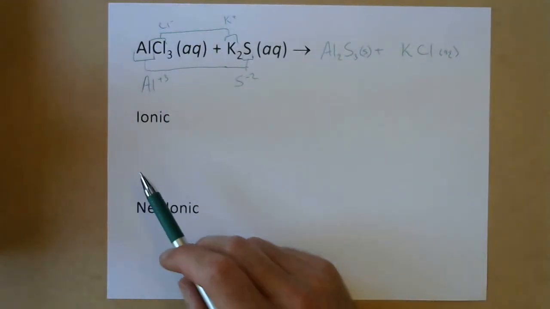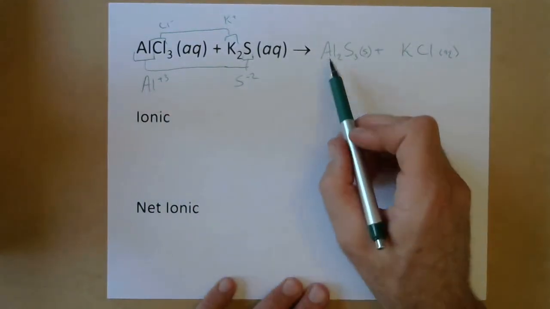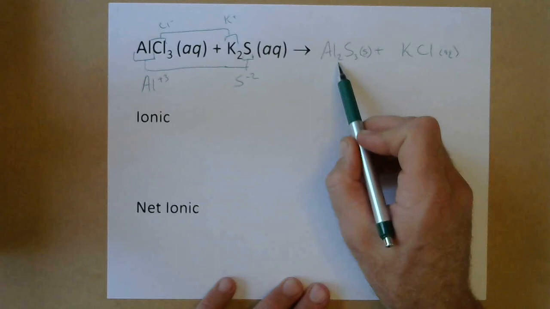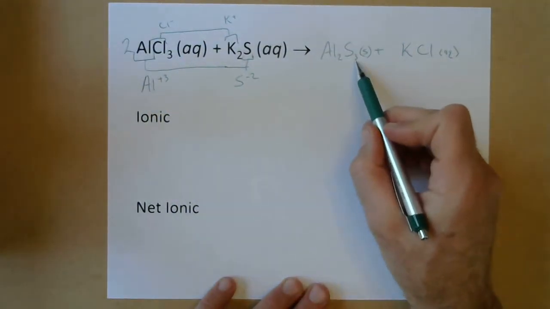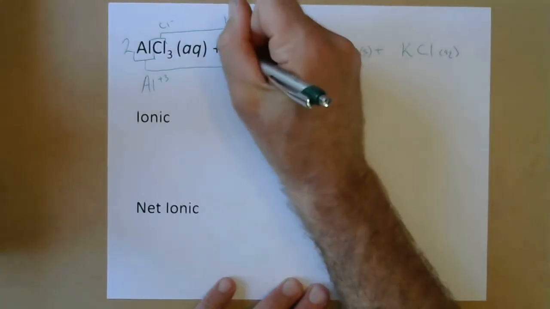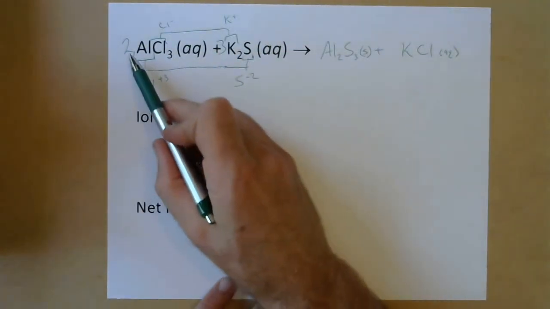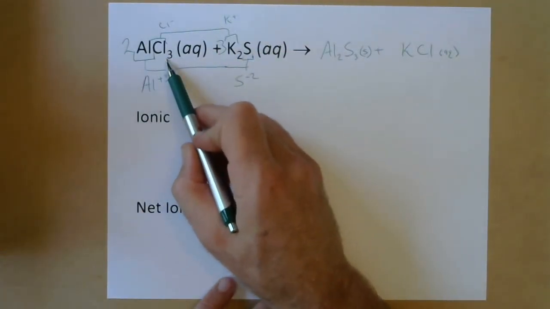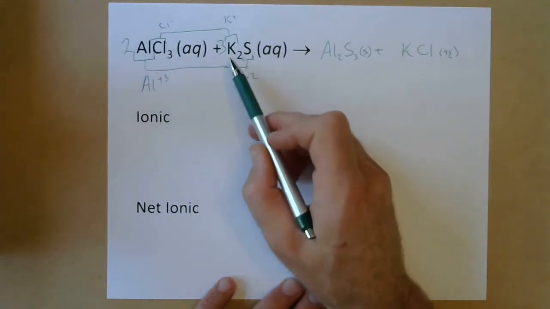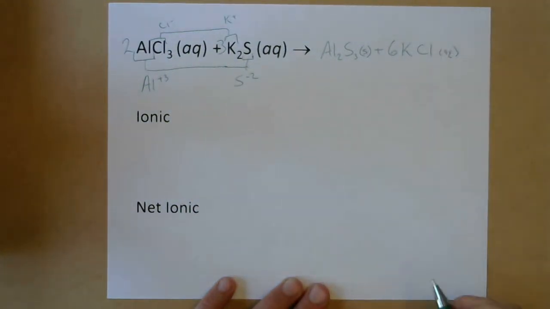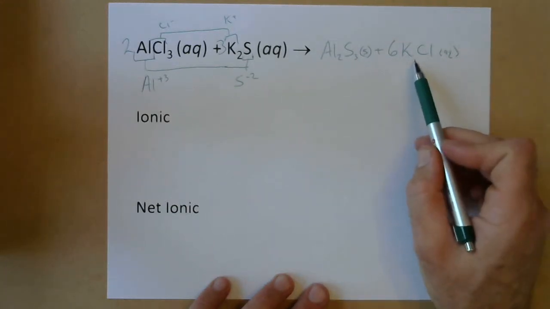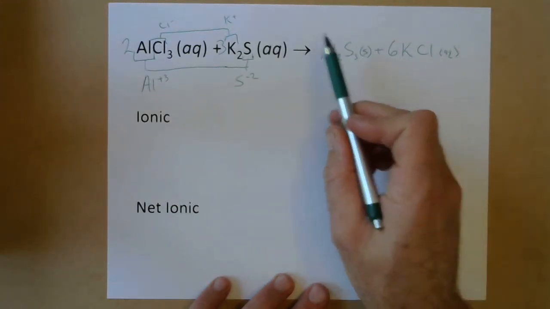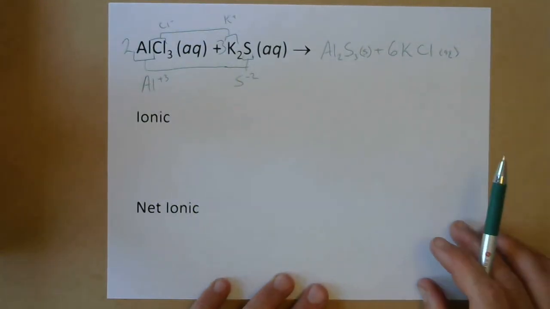We can go back at the end and balance this one. Since we had 2 aluminums on this side, we need to put a 2 here. And then since we have 3 sulfurs here, we need to put a 3 there. Then we have 2 times 3, so that's 6 chlorines, and 3 times 2, so that's 6 potassium. So we'll put a 6 right there to balance this equation. So write out all the formulas correctly first based on the charges of the ions, then go back and add the coefficients to balance it.